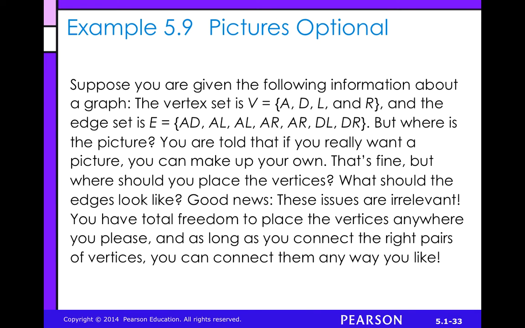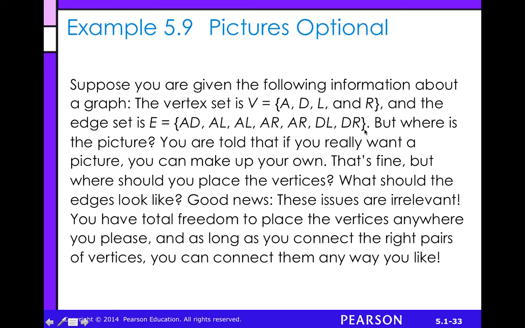Okay, so suppose you are given the following information about a graph. The vertex set is 4 vertices, A, D, L, and R. And the edge set is E equals this stuff. So there's an edge from A to D, from A to L, from A to L again, from A to R, from A to R again, from D to L, and then from D to R.